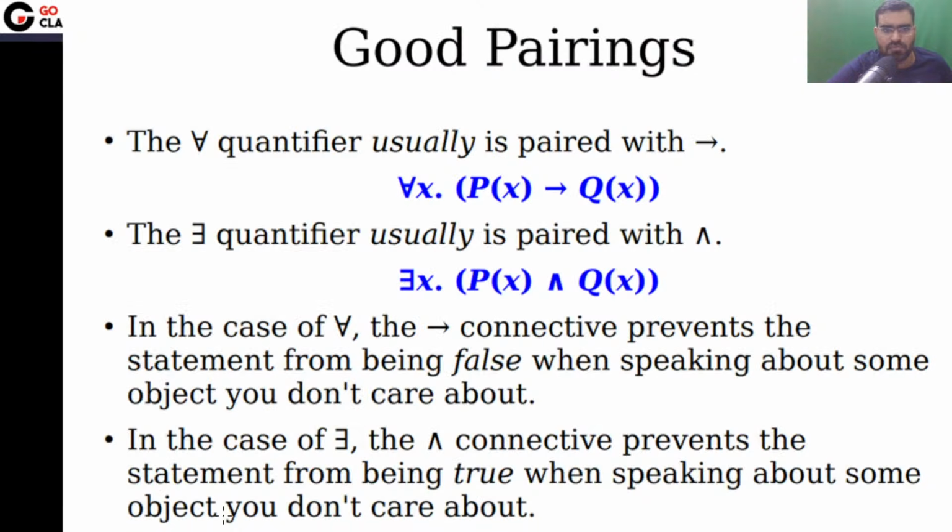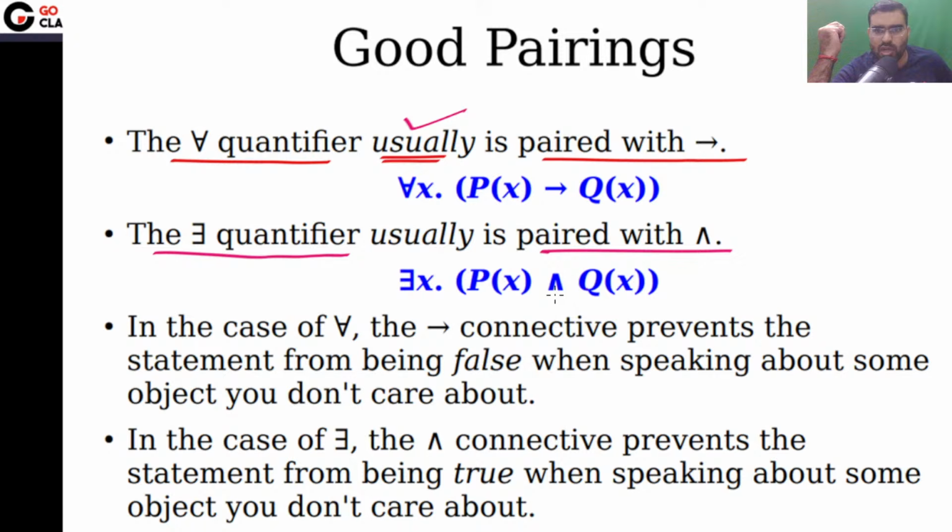Very simple. Remember, this point is very important: the universal quantifier is usually paired with implication. The existential quantifier is usually paired with conjunction. So with the universal quantifier, most of the time we use implication, and with the existential quantifier, most of the time we use conjunction. This is how we write.